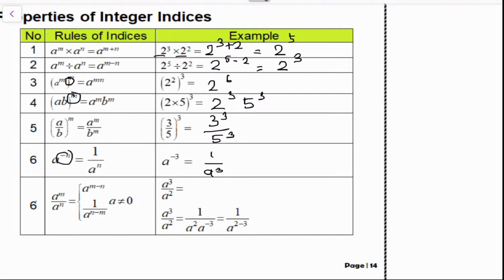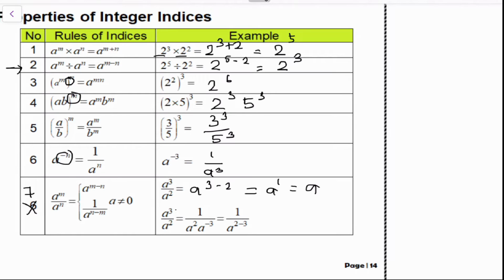Alright, so last but not least, there are two ways for you to solve this. Actually, this is not 6, it is actually number 7. For number 7, it is the same thing as number 2. When you have the same base and you want to divide them, you can just simply subtract the power. So for this one, it will be a to the power of 3 minus 2, equal to a power 1, or you can just simply write as a.